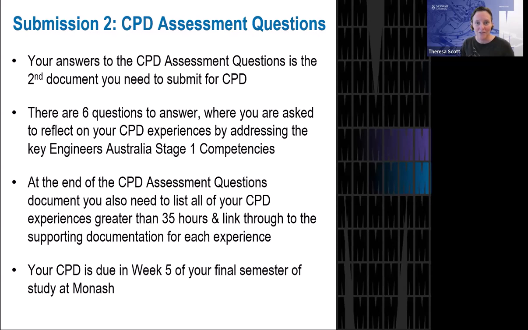The second submission you need to create is your answers to the CPD assessment questions. You'll be asked to answer 6 questions by reflecting on your CPD experiences with reference to the Engineers Australia Stage 1 competencies. At the end of the document, you also need to list all of your CPD experiences greater than 35 hours and insert hyperlinks to your supporting documentation for each experience.